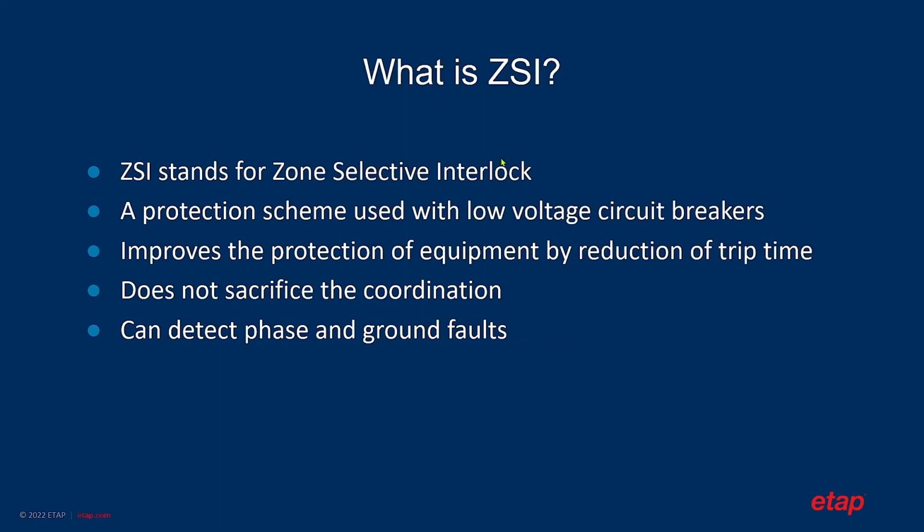What is ZSI? ZSI stands for Zone Selective Interlock. It's a protection scheme used with low voltage circuit breakers. It helps improve the protection of equipment by reducing the trip time. At the same time, it won't sacrifice the coordination. ZSI can be used for detection of phase and ground faults.